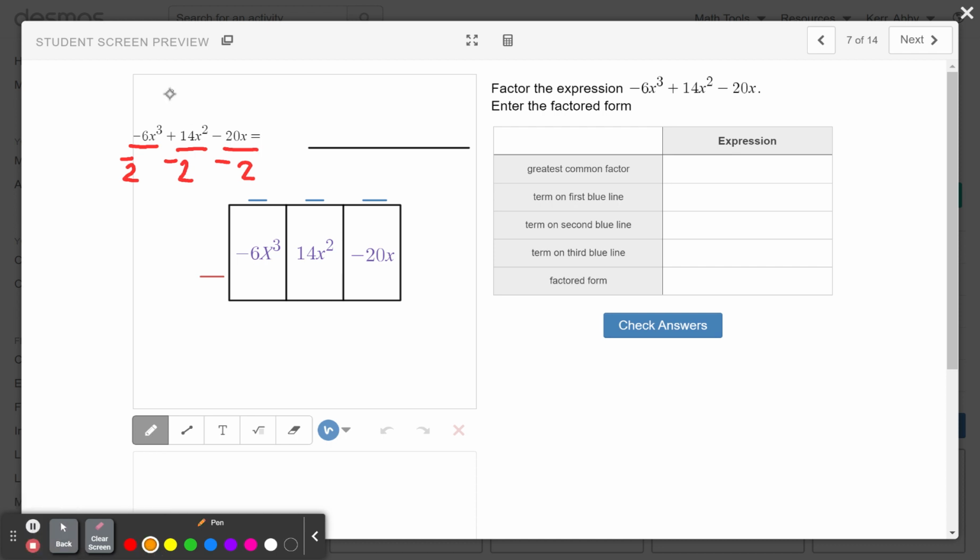And then you want to look at each term. We have x to the third, we have x squared, and we have x. All of our terms have a variable. So we want to write that variable down and look at the smallest exponent. The x to the first power wins because that is the smallest exponent of that variable. So together, the greatest common factor is negative 2x.